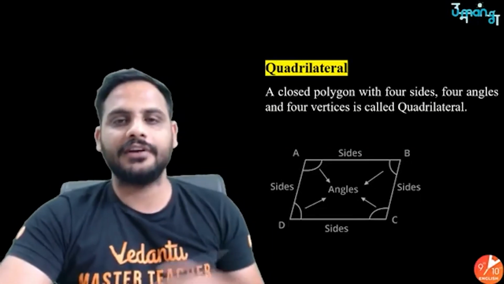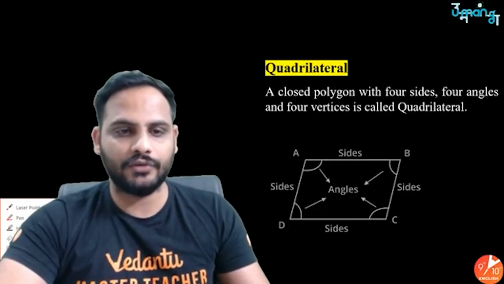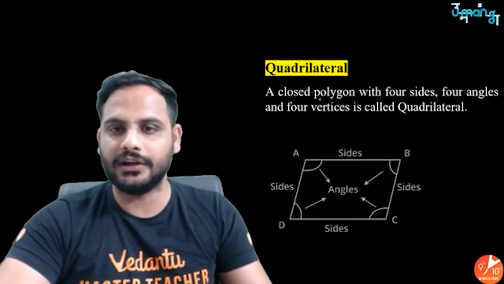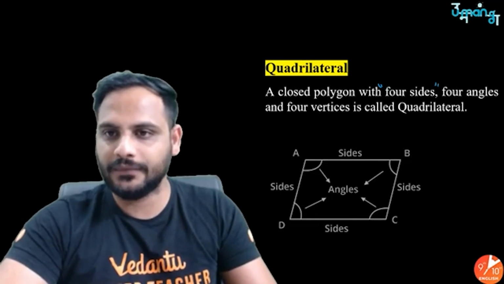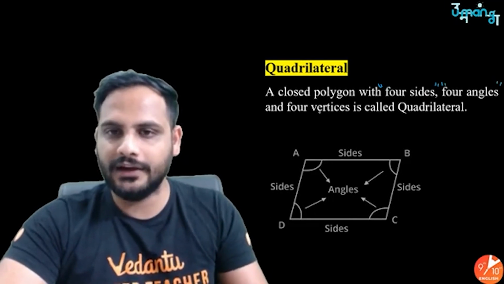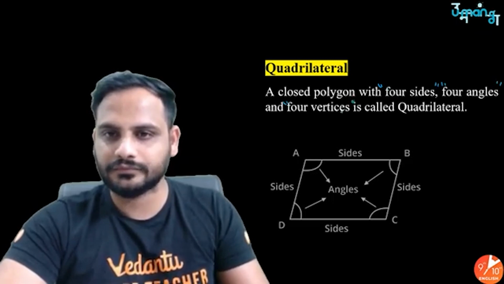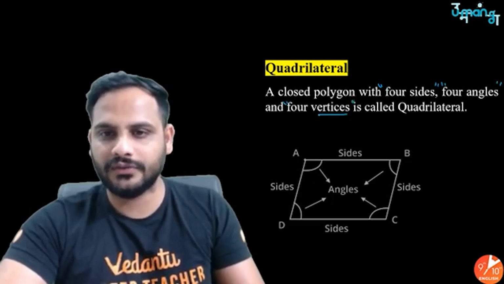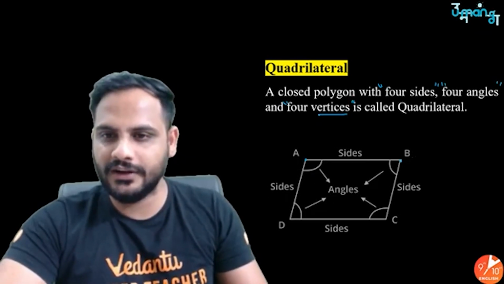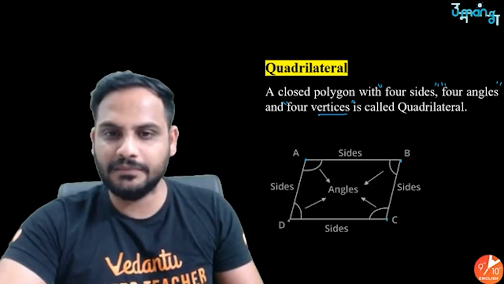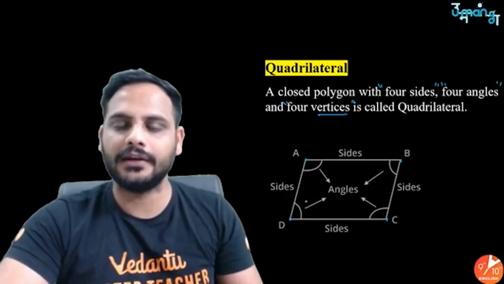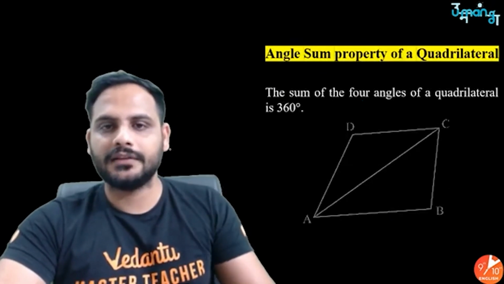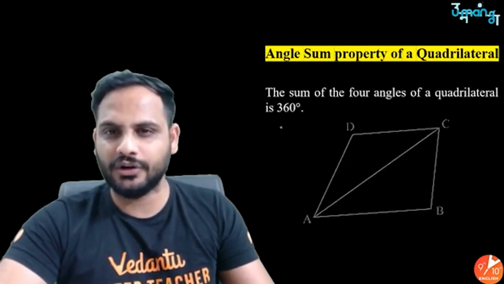So first thing first, what is a quadrilateral? A quadrilateral is a polygon with four sides. Remember, there are four sides, four angles and four vertices. Vertices means these corners. So four vertices A, B, C, D, four sides AB, BC, CD, AD, and four angles, angle A, angle B, angle C, and angle D. Then the one important property, angle sum property for a quadrilateral.